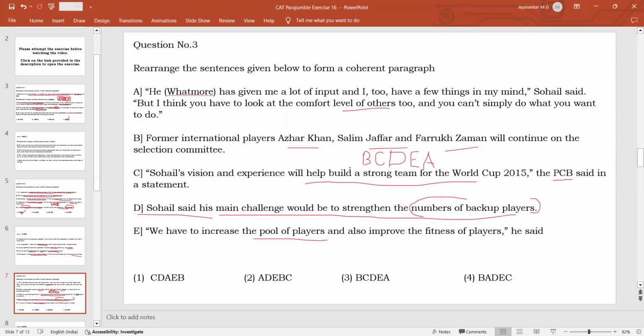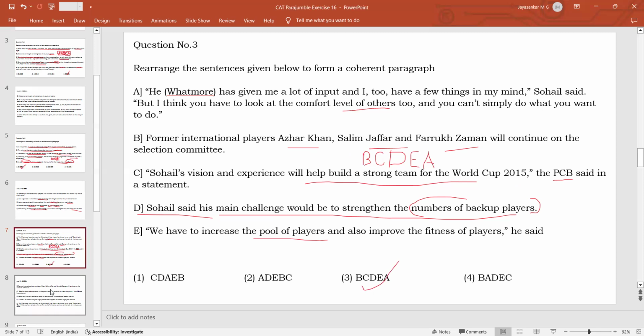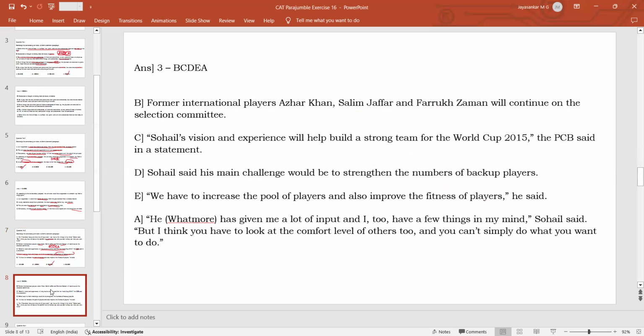So first we talk about a particular news item, the structure of the selection committee, then the appointment and PCB's opinion regarding the captain, then the captain's opinion, what his main priority is and how he is trying to do that, then something else he talks about. So B, C, D, E, A will be the correct sequence for this particular question. You can crack this very easily if you are familiar with reading newspapers and you know how newspapers generally report news. This is an advantage you will have from reading newspapers. There are a lot of advantages you will have in your exam by reading newspapers, and this is one additional advantage.